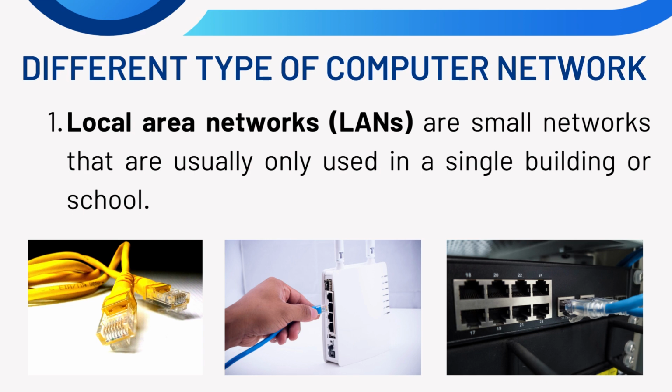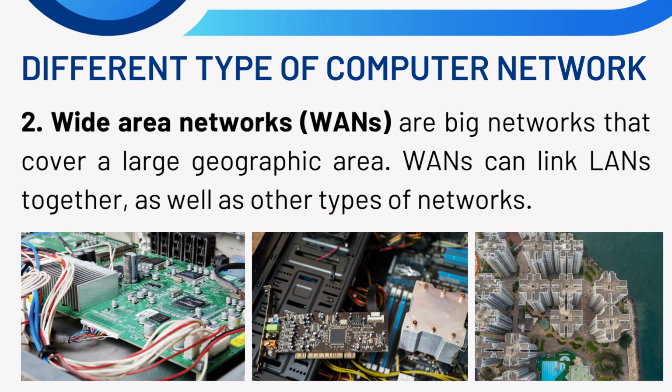The different types of computer network. 1. Local area networks, LANs, are small networks that are usually only used in a single building or school. 2. Wide area networks, WANs, are big networks that cover a large geographic area. WANs can link LANs together, as well as other types of networks.